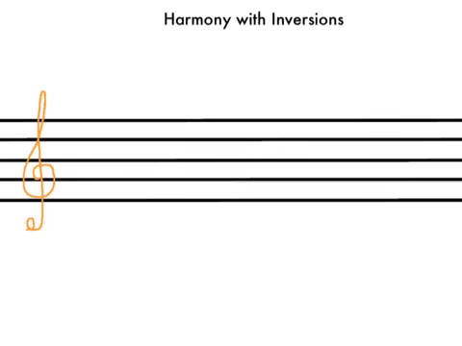Okay, so harmony with inversions. First I'm going to do a chord, which is going to be an F major. And because it's F major, in the key of F major, it's a tonic, so I'm going to put a 1 down here.